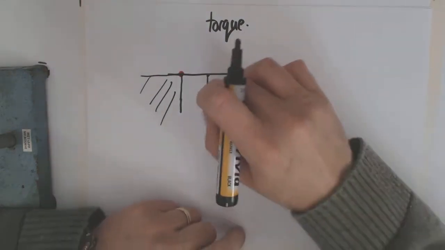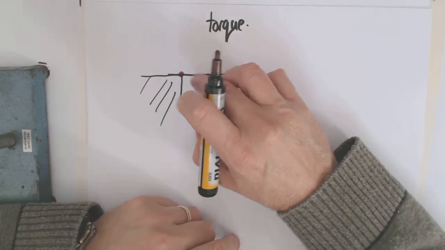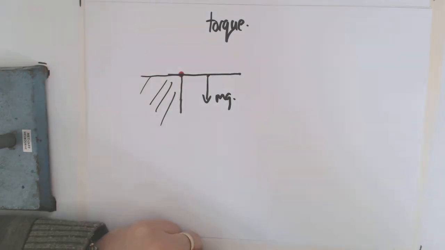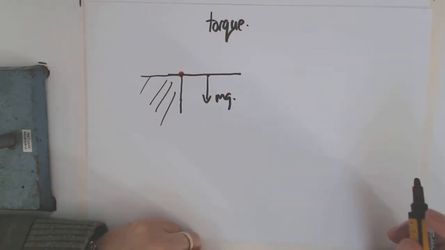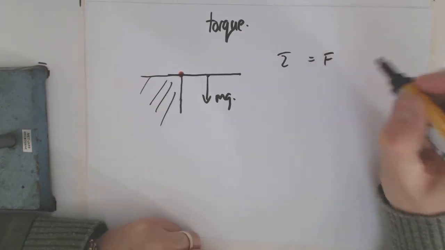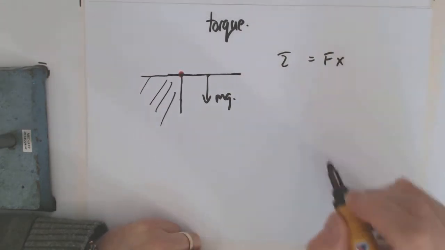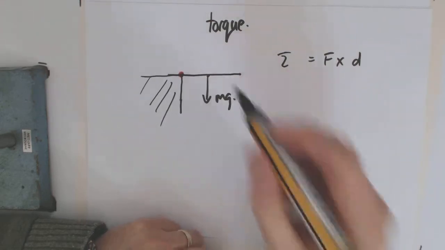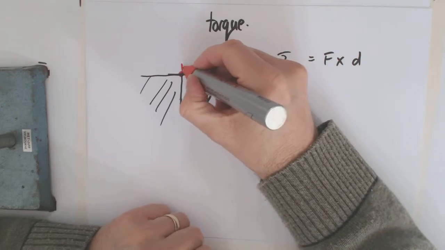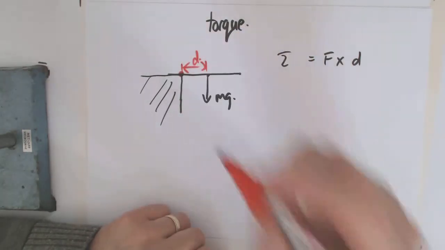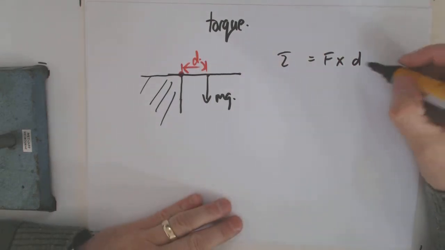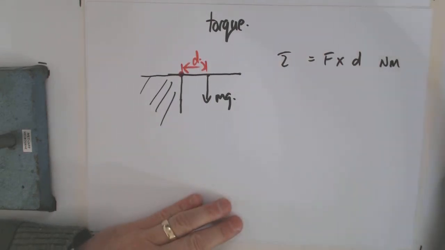Now what happens when you apply a force about a pivot point? What you're actually applying is a torque. So a torque, I'll use that symbol for the torque, is equal to a force, in this case mg, times a distance to the pivot point, which in this case is this distance here. And so the torque is measured in newton meters.